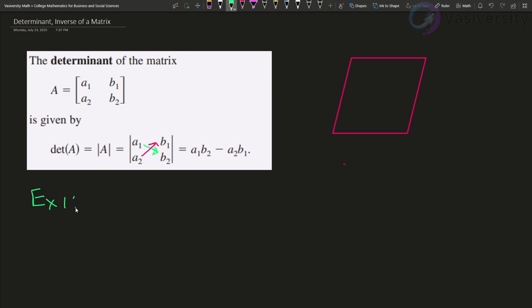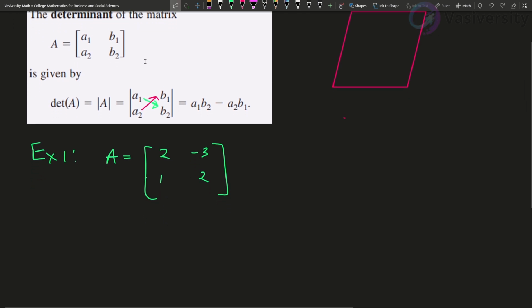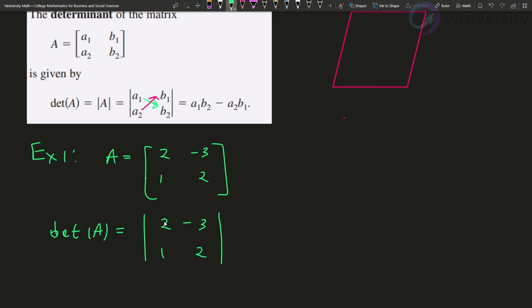So example 1, let A be 2, -3, 1, 2. We want to use the formula to find the determinant. So the determinant of A is going to be 2 times 2 minus -3 times 1. So we will have 4 plus 3, which is equal to 7.